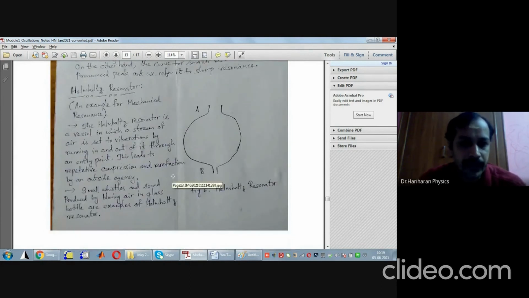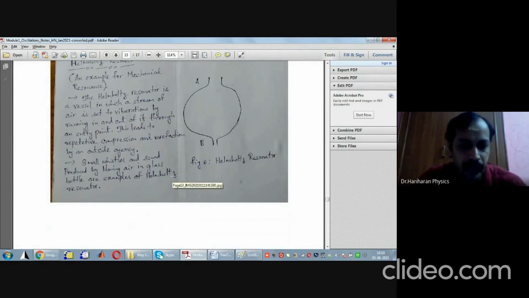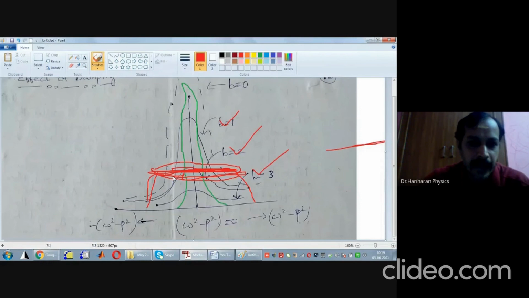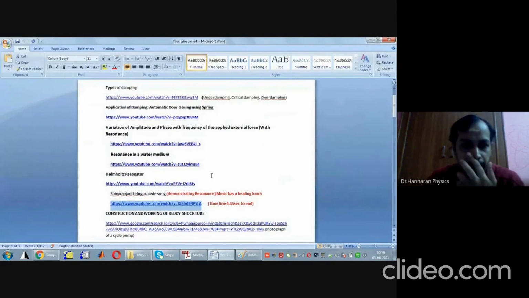Next is the Helmholtz Resonator. All of you have seen that you can produce sound by blowing across a bottle. If you take an empty bottle and blow air, sound will emerge from it. Let us look at that in the following example, the Helmholtz Resonator.